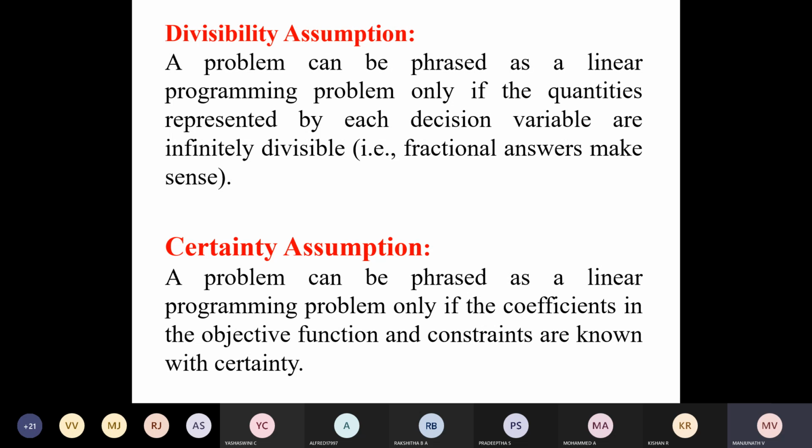The decision variables, fractions, decimals, percentage values of decision variables are also accepted. Understood?